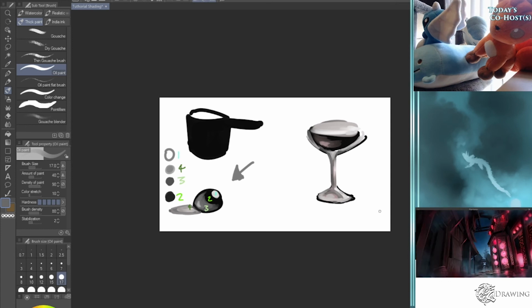Now with pots or any metallic object, the important thing is the horizon.